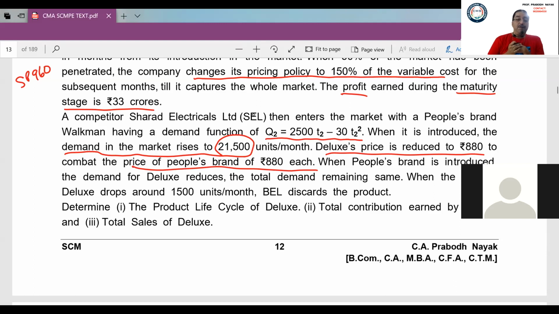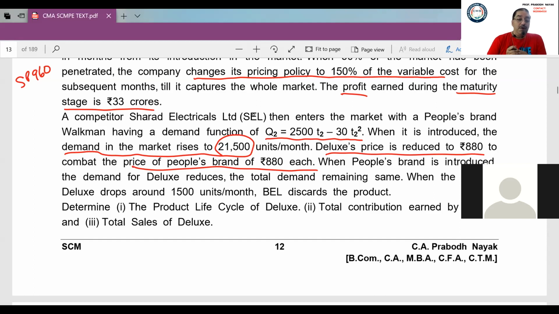When People's Brand is introduced, the demand for Deluxe reduces. Obviously. Competitor is there. So out of those who are buying 21,500 units, some people will buy that product, some people will buy my product. So my product's demand is affected. It will come down, the total demand remaining the same. That means 21,500 is the total demand. Total demand remains the same. But my share is going now to my competitor.